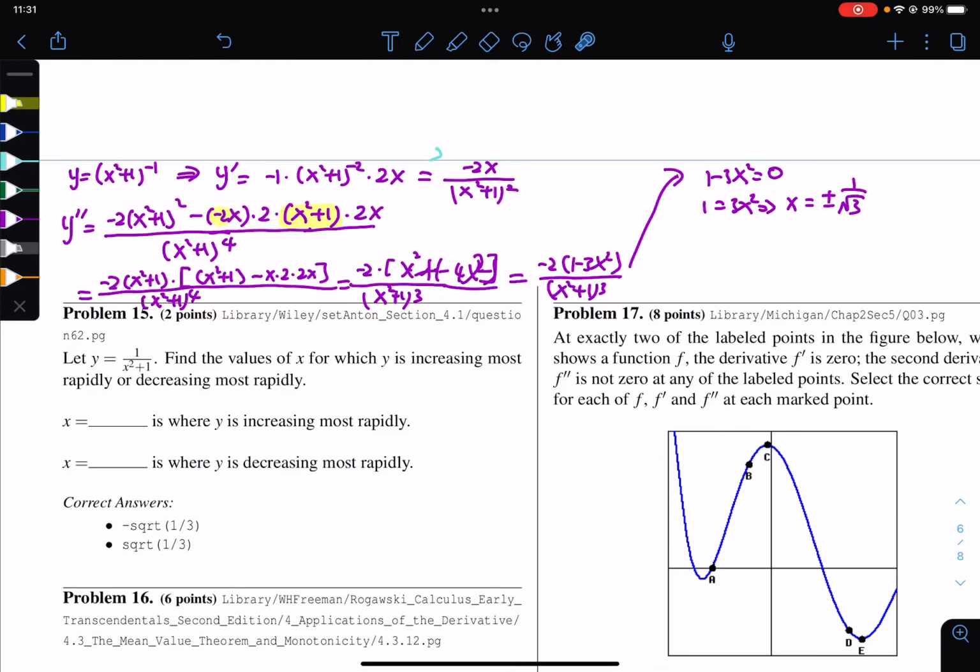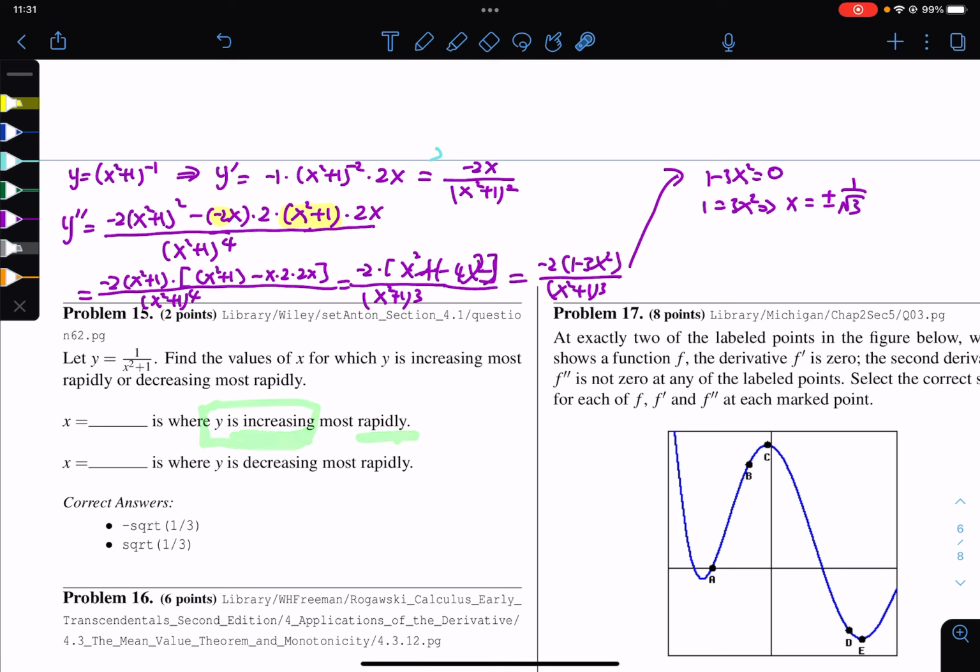So let's work on problem number 15 here. They give you a function and they want to ask you where the function increases most rapidly. Well, if you're talking about increasing, you're talking about the property of the first derivative. But they are saying, I want your first derivative to be largest, right?